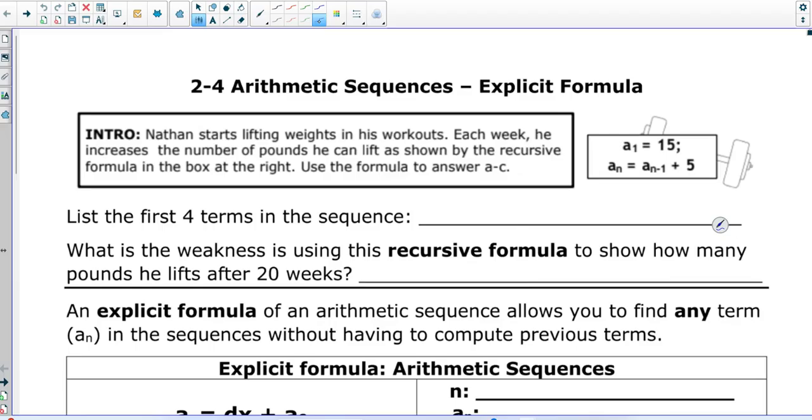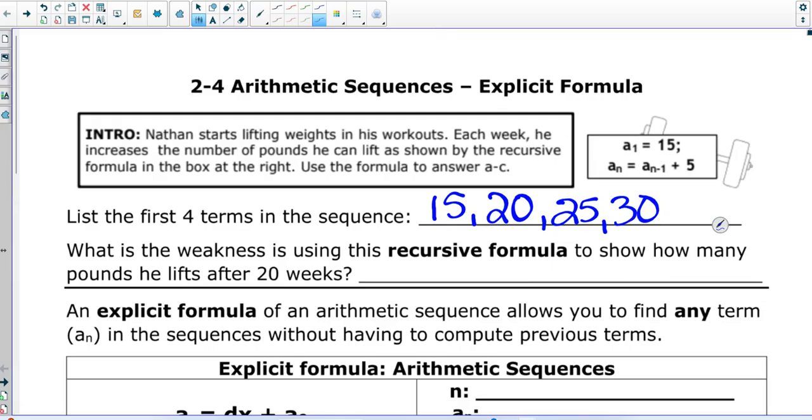So this first thing says list the first 4 terms in the sequence. Our first term is 15. And our second term would be 20. I'm adding 5 each time. Third term is 25. And fourth term is 30.